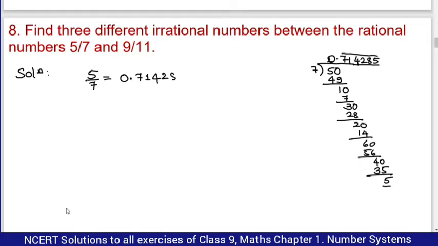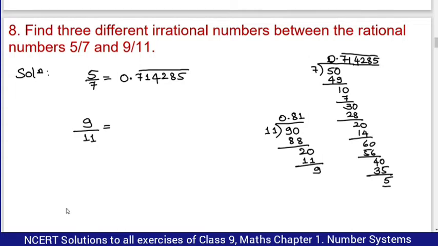5 by 7 is equal to 0.714285 and 9 by 11 is equal to, divide it, 11 8s are 88, again 11 1s are 11. We got remainder which is same as the divisor, then it will be repeated. Answer is 0.81 whole bar.